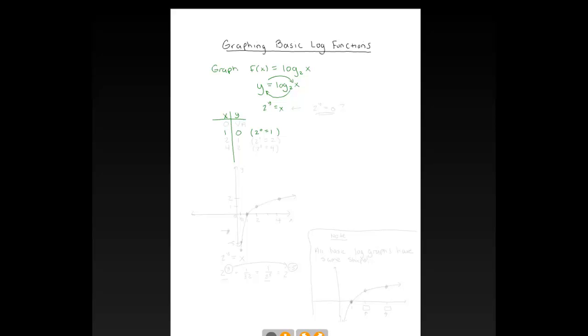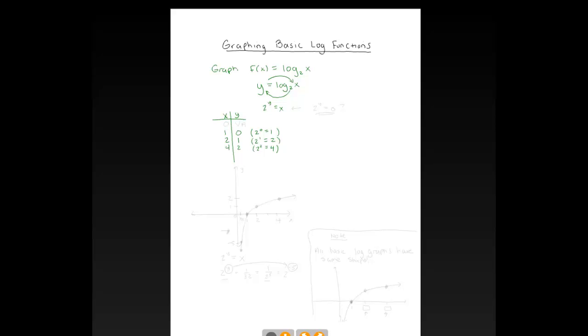Let's plug in 1 for y. 2 to the 1 equals, well, anything to the 1 is just itself, so 2 to the 1 is 2. So when y is 1, x is 2. We're going to do one more, because we really want 3 good points on a log graph. How about 2 when y is 2? 2 to the 2 equals 4. So when y is 2, x is 4.